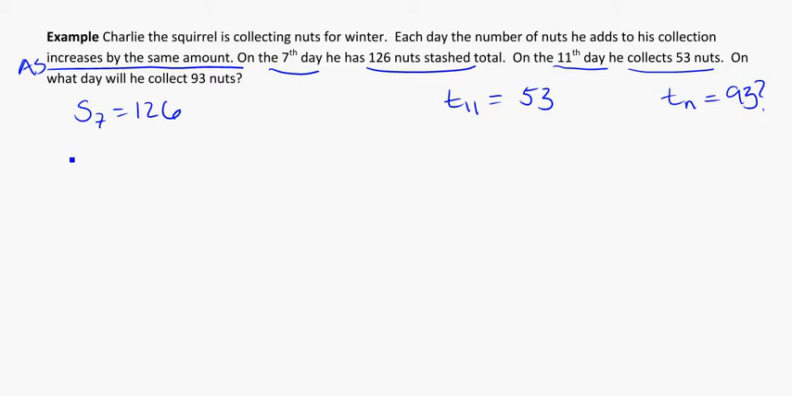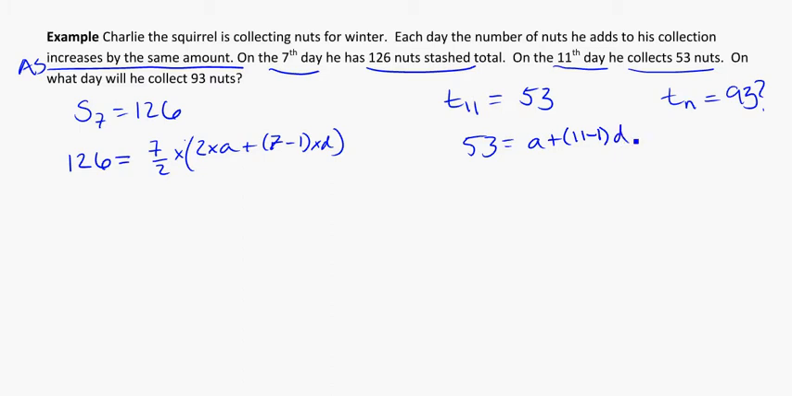So again, using my sum formula, I'm going to just substitute in what I know. For n equals 7, my Sn is 126, so I'm going to have 7 over 2 times bracket 2 times A plus 7 minus 1 times D. And for my formula here with the T's, I'm going to have 53 is equal to A plus 11 minus 1 times D. And that's just using the straightforward formulas that we've been given.